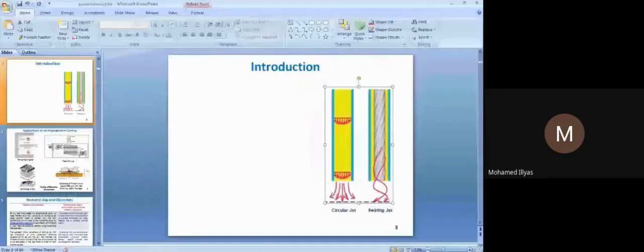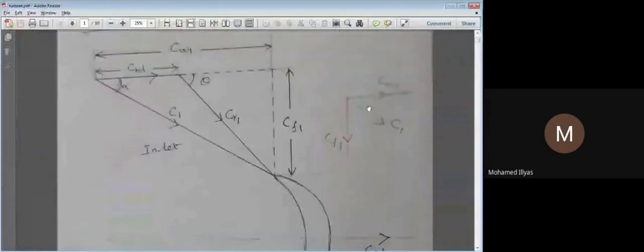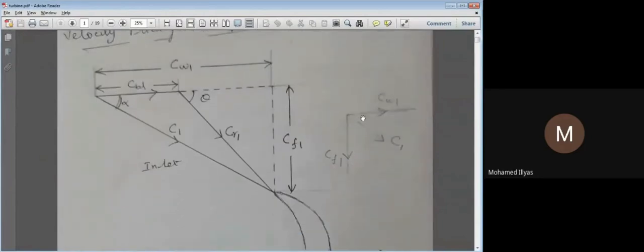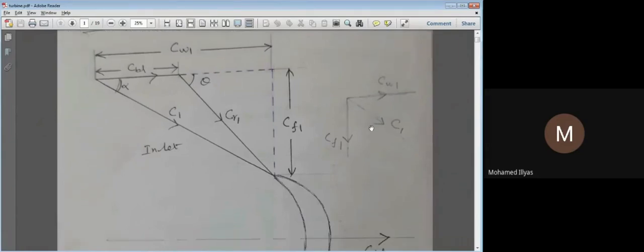The same thing is applicable to what we are seeing here. Since the blade is not in a regular shape, it has some intricate shape. So when the steam enters here, it will be split into various components of velocity. This CW is called the tangential component. Technically we call it the whirling velocity or swirling velocity. It has some rotation. And this is called the axial velocity. Technically we call it the flow velocity. That's why we use F and W here.